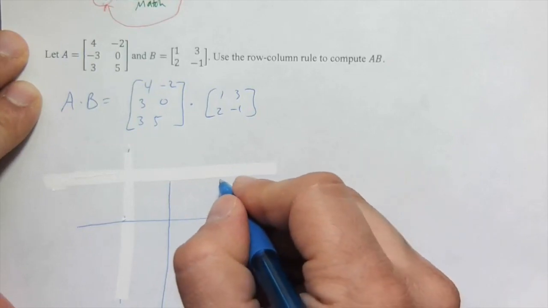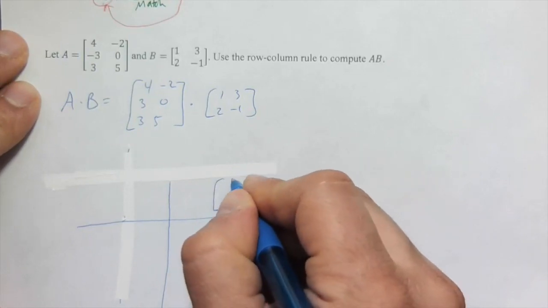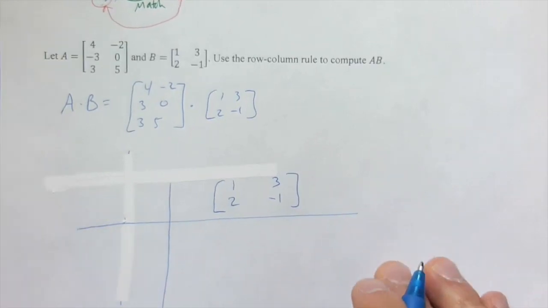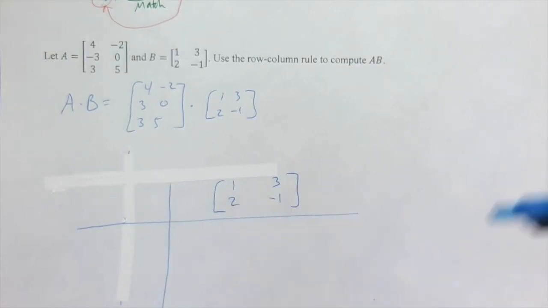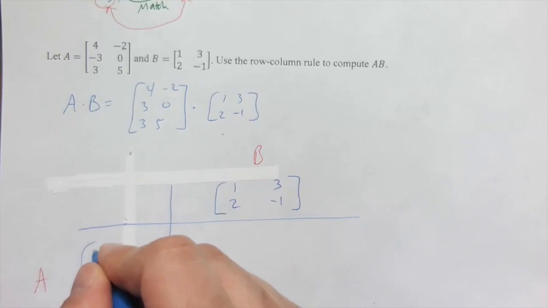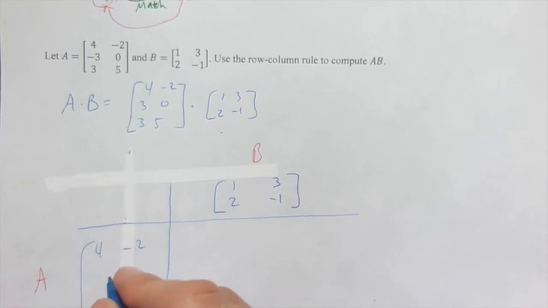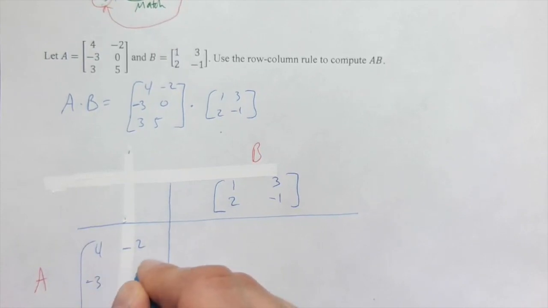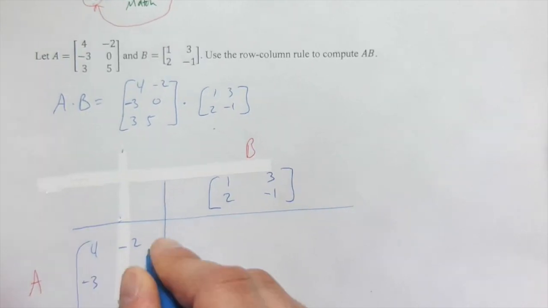I'm going to write the matrix B right here: 1, 3, 2, minus 1. And then I'm going to write the matrix A, so this is B. I'm going to write the matrix A right over here: 4, minus 2, minus 3, 0, 3, 5.